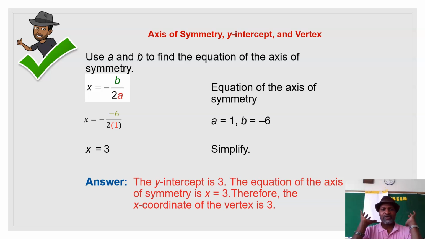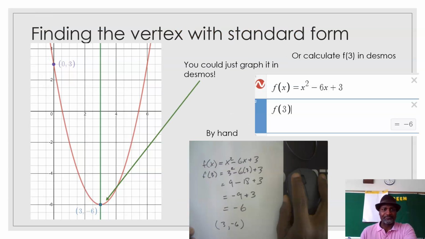Now, since we already know the x value of the vertex, what about the y value? How do we find the whole point? Well, the vertex is a point. It has an x and a y. So, there are several ways to do that. One of the fastest ways to do it is just to graph the function.